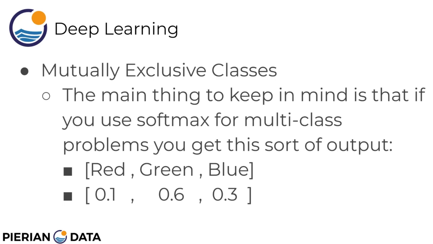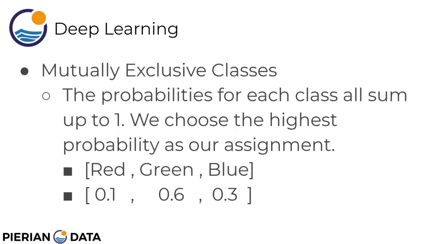If we read into this further, this says there's a 10% chance it belongs to red, a 60% chance it belongs to green, and a 30% chance it belongs to blue. So for this particular case, we would choose green as our classification for this mutually exclusive class, and say that this network believes this data point is green, with a 60% chance of being green. As I noted, the probabilities for each class all sum up to 1, and we choose the highest probability as our assignment.